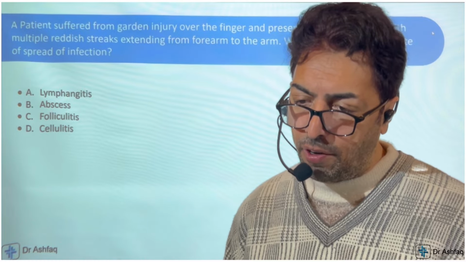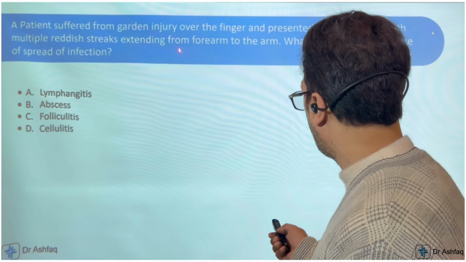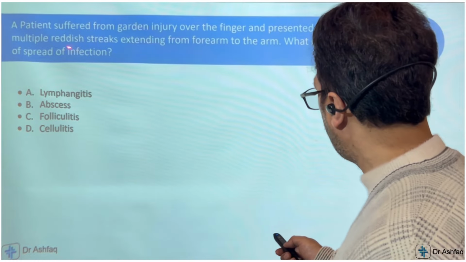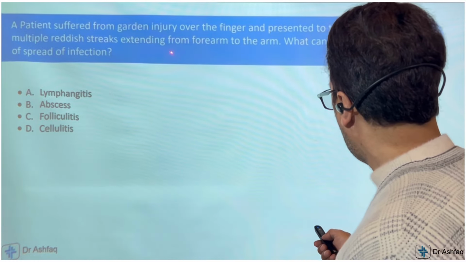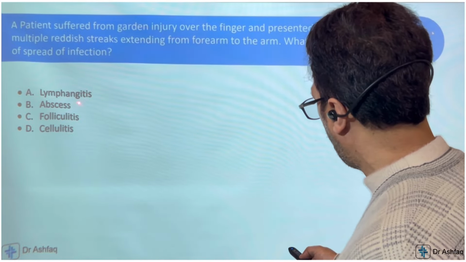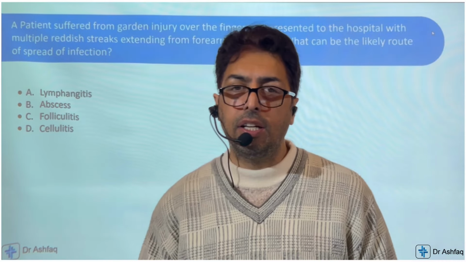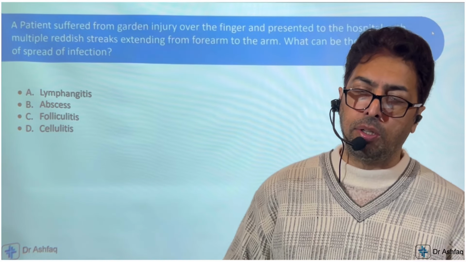A patient suffered a garden injury. Now it's an injury which a person has suffered in the garden over the finger and presented with multiple reddish streaks extending from the forearm to the arm. What is the most likely spread of infection? Lymphangitis, abscess, folliculitis, cellulitis. Now a very nice question, a very important conceptual question.